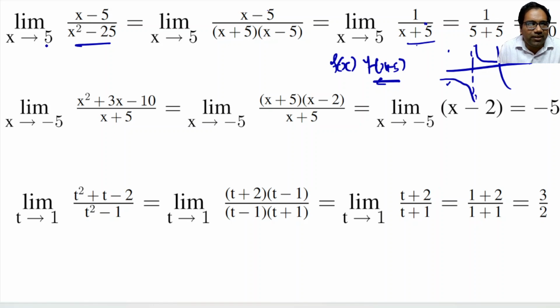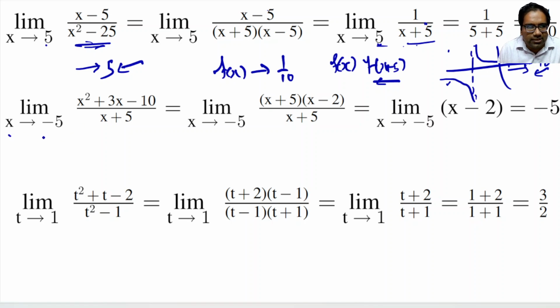Here, when x tends to 5, this point was missing in this graph, but in this graph, this point is 1/10. So we say that when x is tending to 5, from the left side or from the right side, the function is approaching 1/10. The function is not 1/10 there; we are saying the function is approaching 1/10. Whether x tends to 5 from the left or from the right, f(x) will approach 1/10. This is what we are saying.